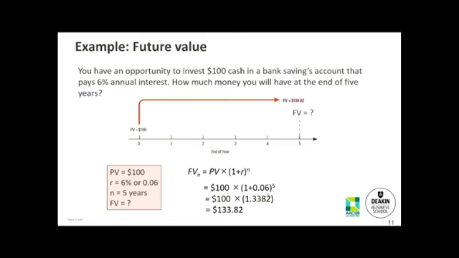Put the numbers into the equation. Are you able to work it out? So the future value of this individual cash flow in 5 years' time will be $133.82. Okay? Up to this stage, any questions?